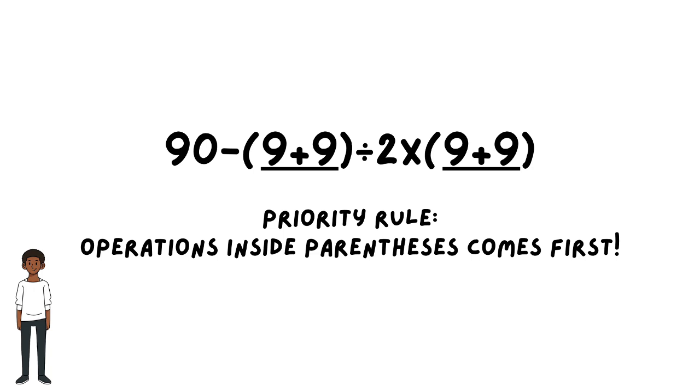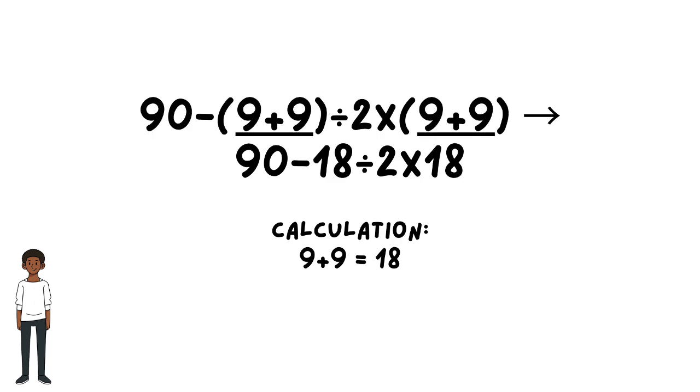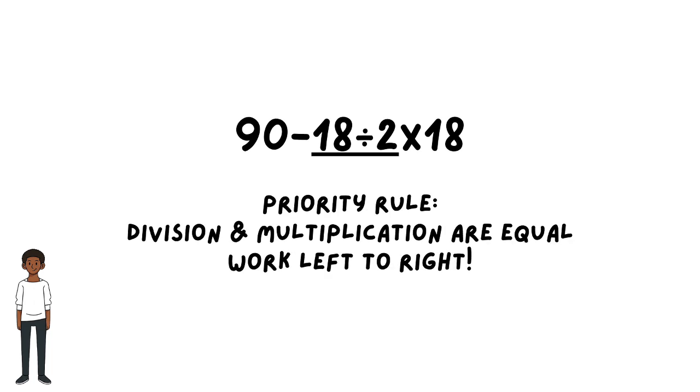So now let's solve it the right way using PEMDAS. Parentheses have the highest priority, so we begin by evaluating the expressions inside both sets of parentheses. Step 1. 9 plus 9 equals 18 in both sets of parentheses. Substituting 18 back in simplifies our expression to 90 minus 18 divided by 2 times 18. Next, we have division and multiplication. Since they share equal priority, we work strictly from left to right, which means division comes first.